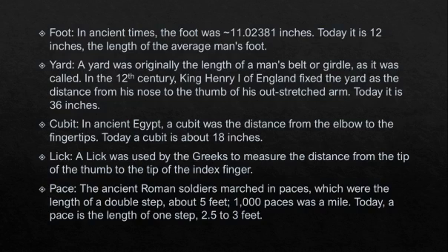Lick then. A lick was used by the Greeks to measure the distance from the tip of the thumb to the tip of the index finger. It's like if you make a gun with your hand from the thumb to the tip. Pace, the ancient Roman soldiers marched in paces. They were the length of a double step, so left foot, right foot, about 5 feet. 1,000 paces was a mile. Today a pace is the length of one step, which is about 2.5 to 3 feet. So again, it is how far you'd walk in a step.